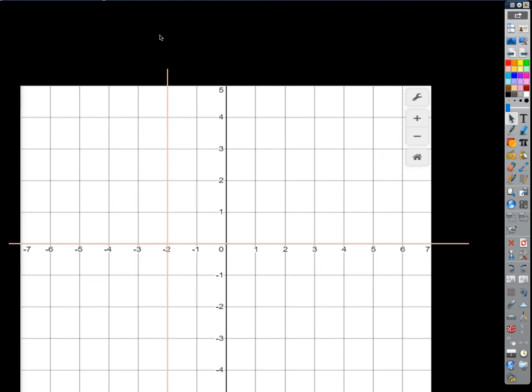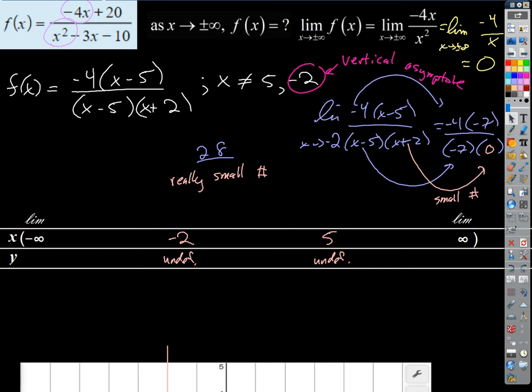Okay. Now let's look at this other place. At this other place that we couldn't go, which is 5. Right? F of x, algebraically, if we look at f of x, those two factors would cancel, wouldn't they? Right? If I cancel those, I would end up with a simpler function. It would just be negative 4 over, if those cancel, x plus 2. Right? Okay, let's look at our function real quick.